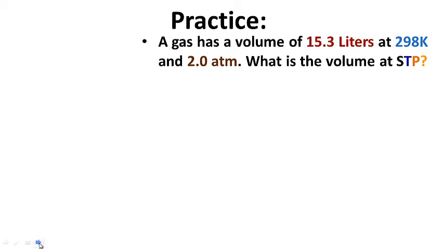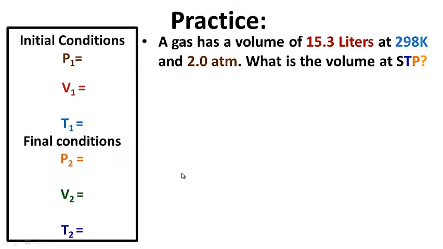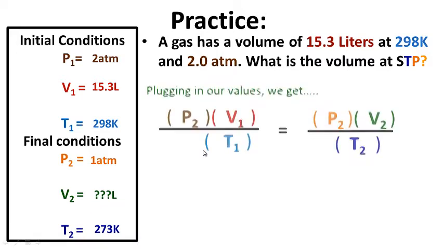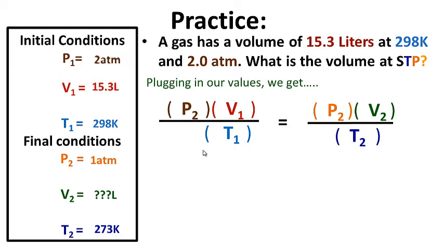All right, let's see how you did. So let's consider what we know, the initial conditions. The gas started at 15.3 liters in 2 atmospheres of pressure and a temperature of 298. Then we changed it to standard temperature and pressure, a pressure of 1 atmosphere, a temperature of 273 Kelvin, and we're trying to solve for the gas's new volume. All right, so plugging in our values, we get 2 atmospheres of pressure, 15.3 liters, and 298 Kelvin.